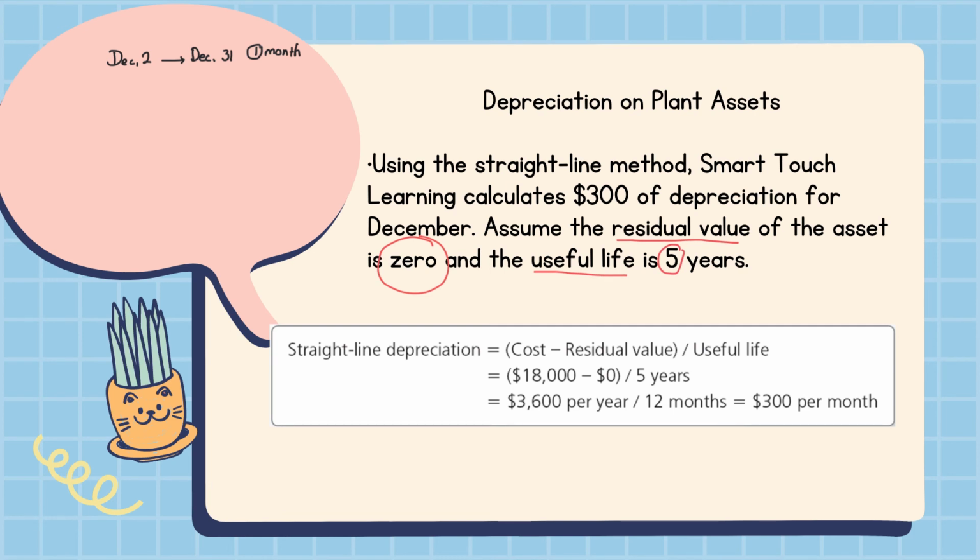Okay, so the cost is 18,000 as he mentioned in the previous slide, less residual value 0, divided by 5. We're going to get 3,600 per year, but I need only 1 month. So I need to divide it by 12 months because this equation is for the annual depreciation for 12 months. So I'm going to divide it by 12 to get the per month amount, which is 300. So the depreciation for the month of December will be $300.